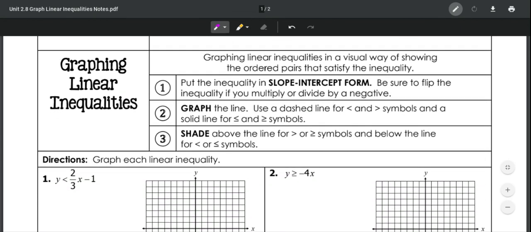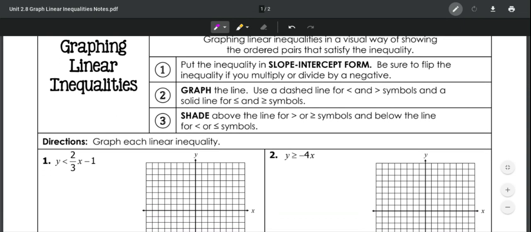So graphing linear inequalities is a visual representation of ordered pairs that satisfy that inequality. So it's almost like when you graph this, it'll tell you where your answers will come from. All right, so we use slope-intercept form, which is y equals mx plus b. If you ever multiply or divide by a negative to do that, then your inequality symbol flips. So anytime you're dealing with inequalities, if you ever multiply or divide both sides by a negative number, you've got to flip it so that the rule still remains.